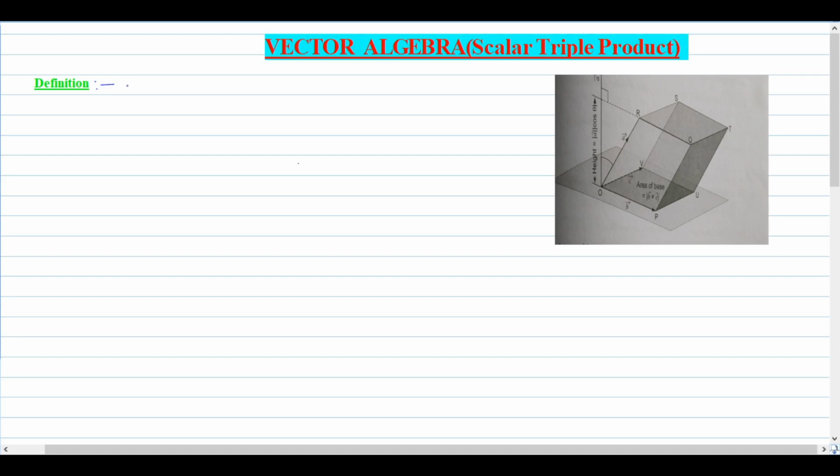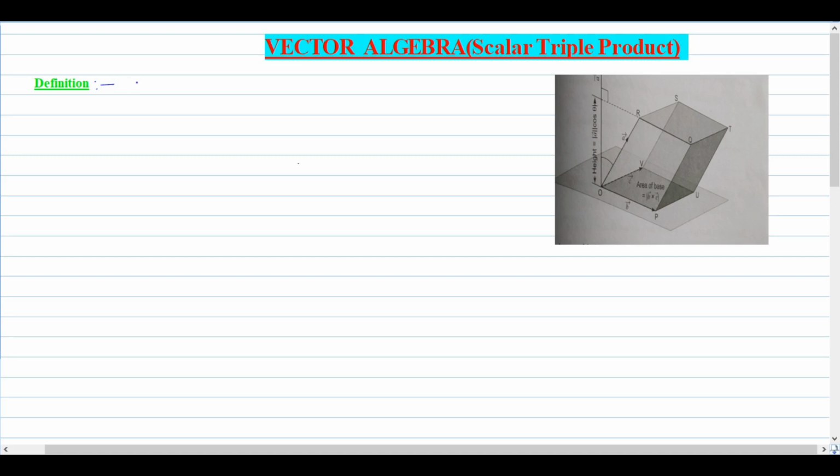Before going to the problems of exercise 12d, first of all we'll discuss what is the scalar triple product. What is the definition of the scalar triple product? What are the properties of the scalar triple product? The geometrical interpretation of the scalar triple product. Then only you can do the problems of exercise 12d. 12d consists of scalar triple product and vector triple product. Okay, so let us start with the definition of the scalar triple product.